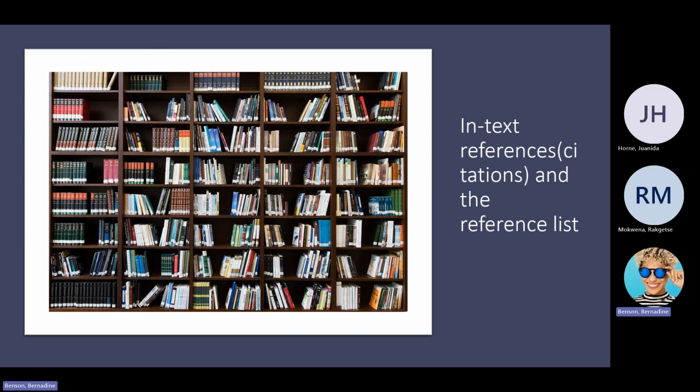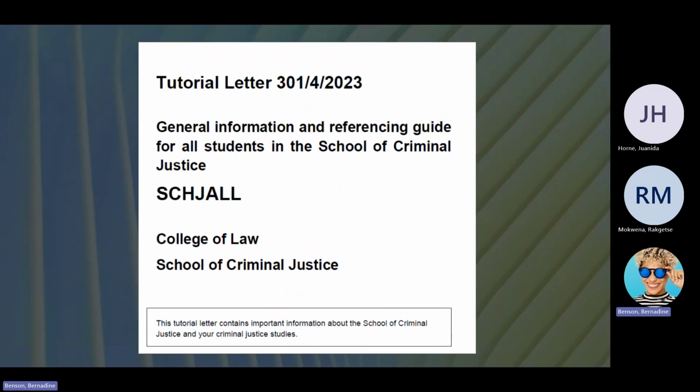What you see there is library books. You can see those little white tags on them indicates it's library books. And all of these books have specific referencing styles. Now, it is very, very important that if you are in the School of Criminal Justice, this is the only referencing style that you may use.